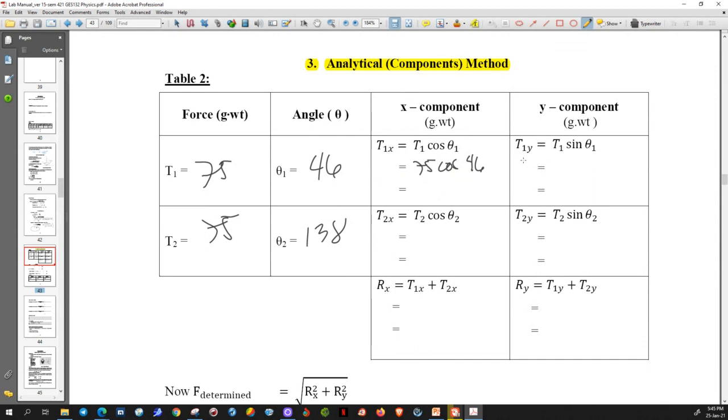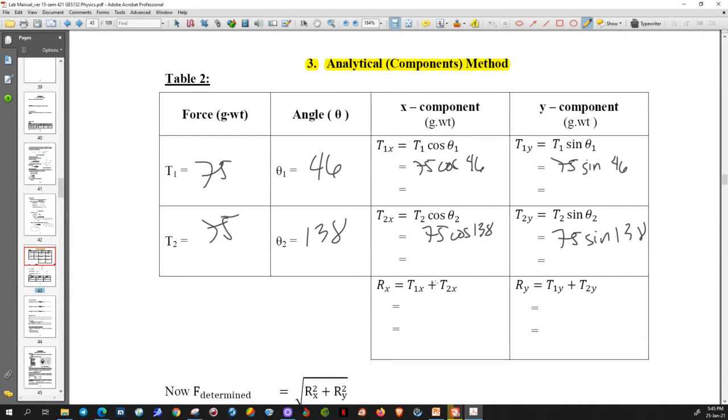That means the experiment is with us in the final exam, yes. Okay, this is 75 sine 46. We use the angle theta 1, because we are talking about T1. This is the X component and Y component of T1. What about the X and the Y component of T2? Substitute 75 cosine 138 and 75 sine 138.